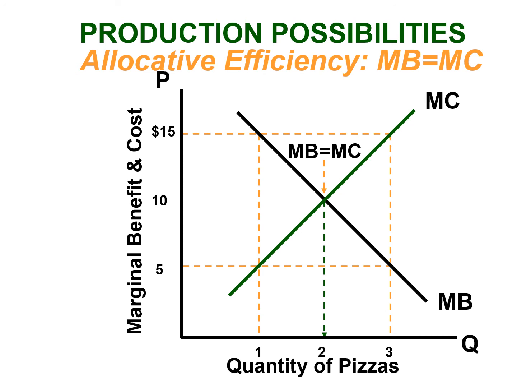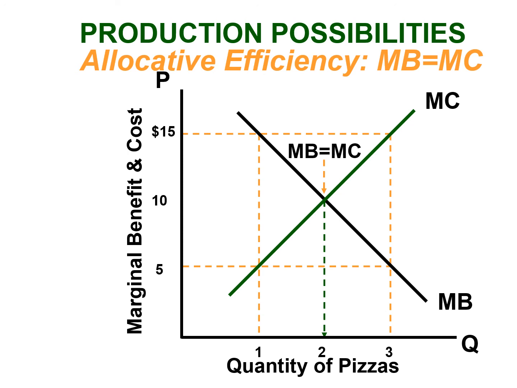Well, if society were only producing one pizza, what's happening in terms of our marginal cost, marginal benefits analysis? Notice that the marginal benefit of that first level of pizza is quite high. The marginal cost is quite low. The signal to society would be allocate more land, capital, and labor towards pizza production.